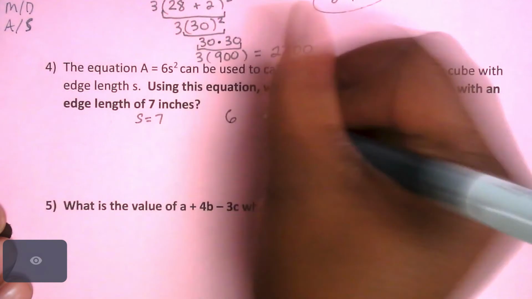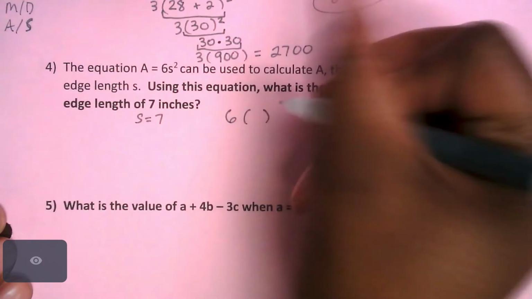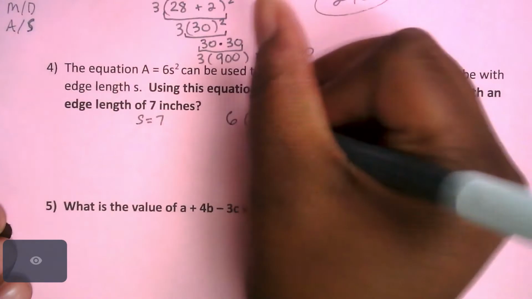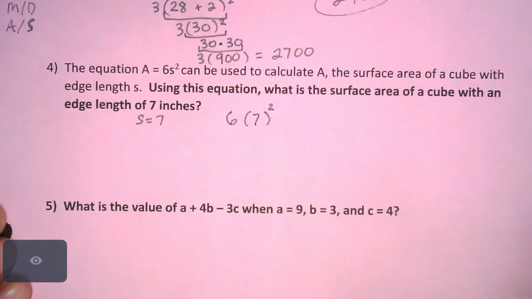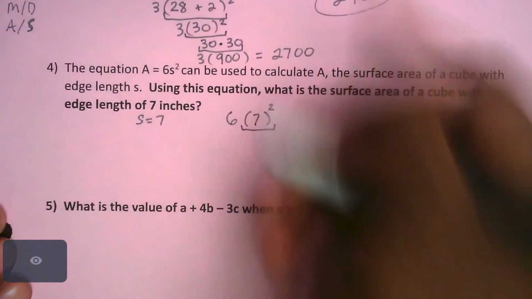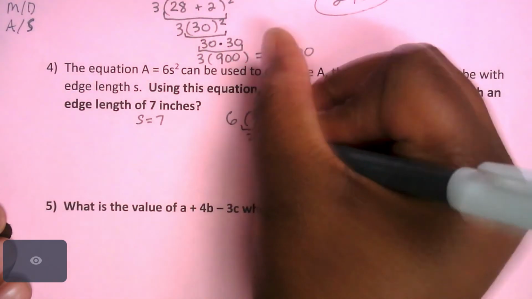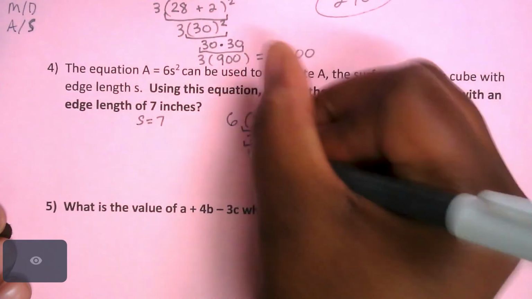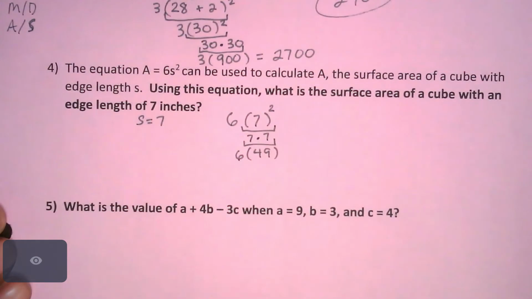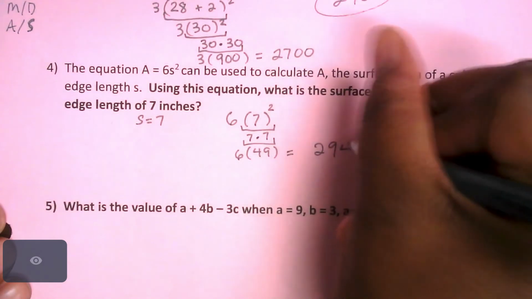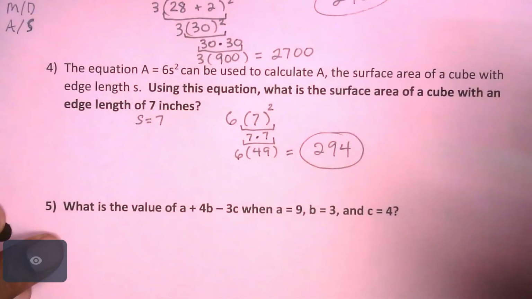So I have my 6. Where I have my s, I'm going to put a parking space, pop my exponent on top there, and now I can park that 7 in that parking space. So remember PEMDAS, guys. I am going to first take care of this exponent. 7 squared, so that means I expand it. 7 times 7, which equals 49. Bring that down. So now I have 6 times 49. And when I pop that into my calculator, that gives me 294. So the surface area is 294.